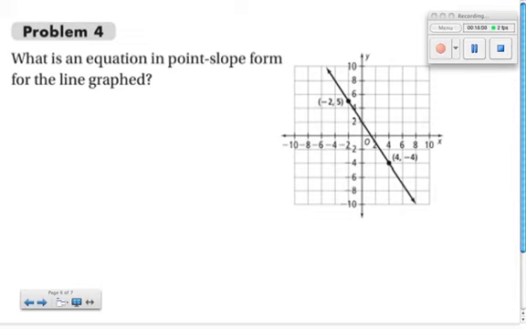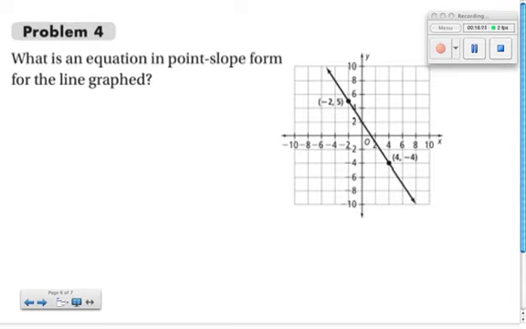Now, some of you might be tempted to look at this graph and say, ooh, I can identify the y-intercept. That makes this easy. However, notice that the instructions are specifically asking for it in point-slope form.